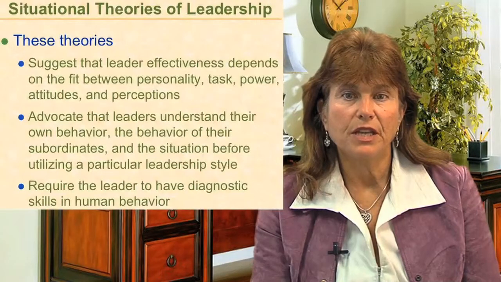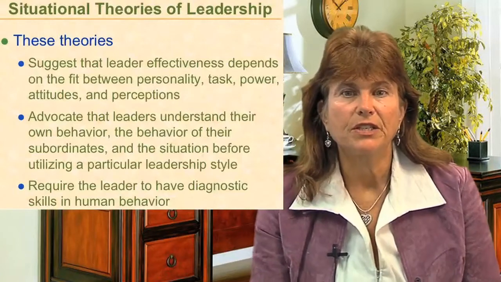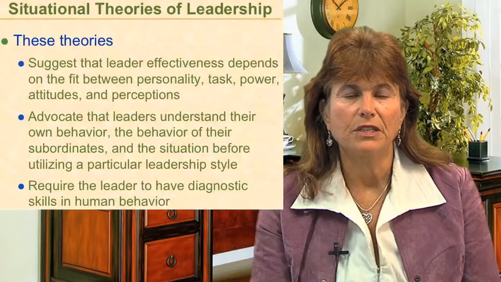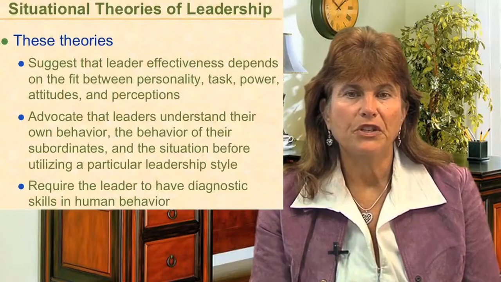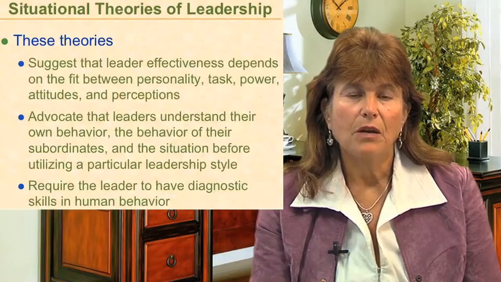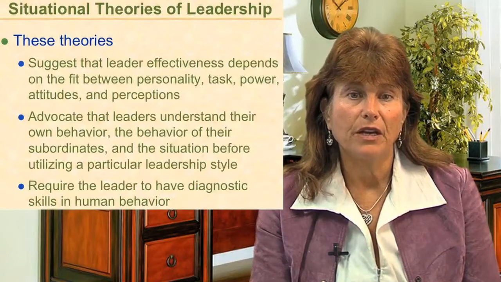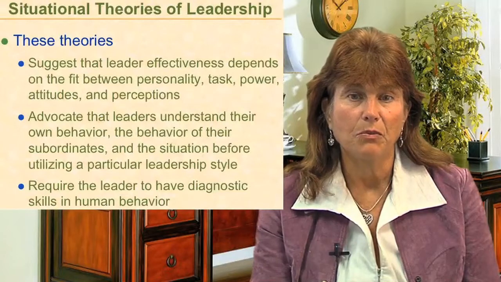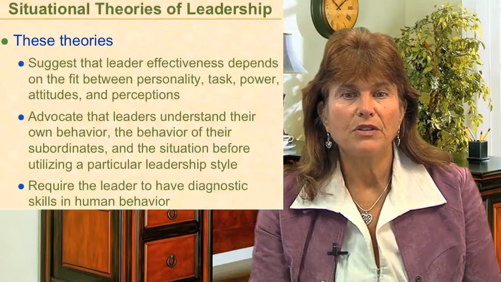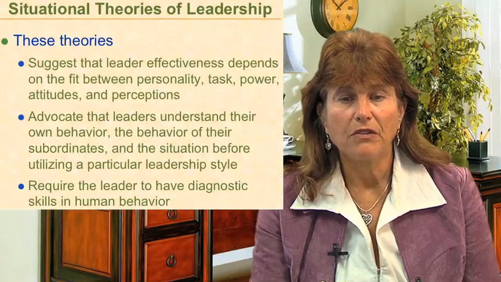In situational theories of leadership, which we'll be talking about, these theories suggest that the leadership effectiveness actually depends on this person fit. So we're looking at personality, the power that they have, their perceptions, and how that relates in the situation. In situational theory, it advocates that the leader has to understand their own behavior, and in order to do that, they'll adapt to the behavior of the subordinates. And it also requires a leader to have really good diagnostic skills and really being able to assess and understanding the behavior of the people that work with them.